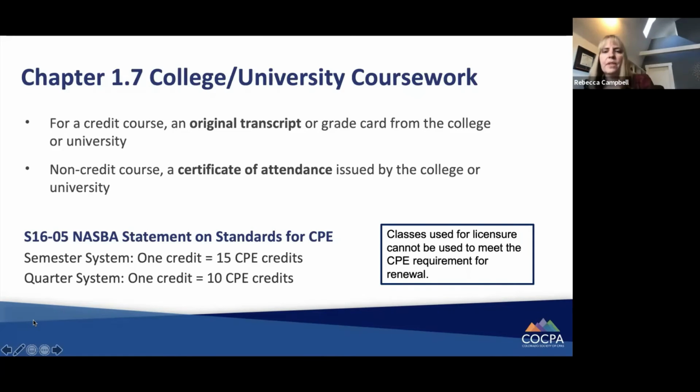All right. You can get credit for college or university work. I put the NASBA standard, S16-5. So if you're on a semester system, you can get 15 hours of credit, and you can get 10 hours of credit if you're on the quarter system for 1 credit. Also, I want to bring your attention to the fact that classes used for licensure cannot be used to meet the CPE requirement for renewal.